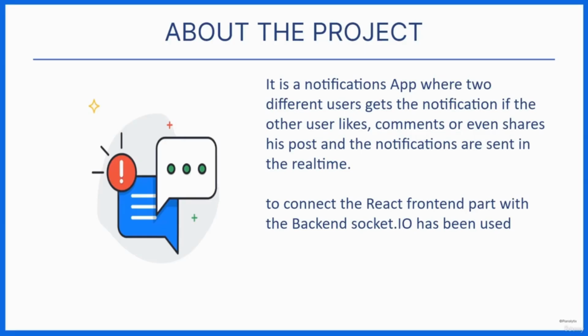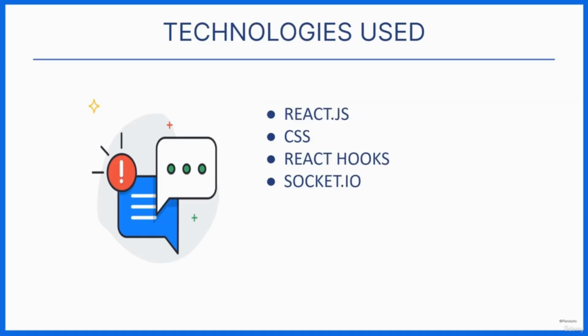So basically, in this notifications app project, we are building a web app where two different users, whenever they perform any event like liking or commenting or sharing a picture, sharing a post of the other user, then the other user will automatically get the notification regarding whatever the other user has performed in real time. And basically this front end part is done with the help of React, and for the back end we have used Socket.io. So Socket.io is basically used for connecting both the front end and the back end part.